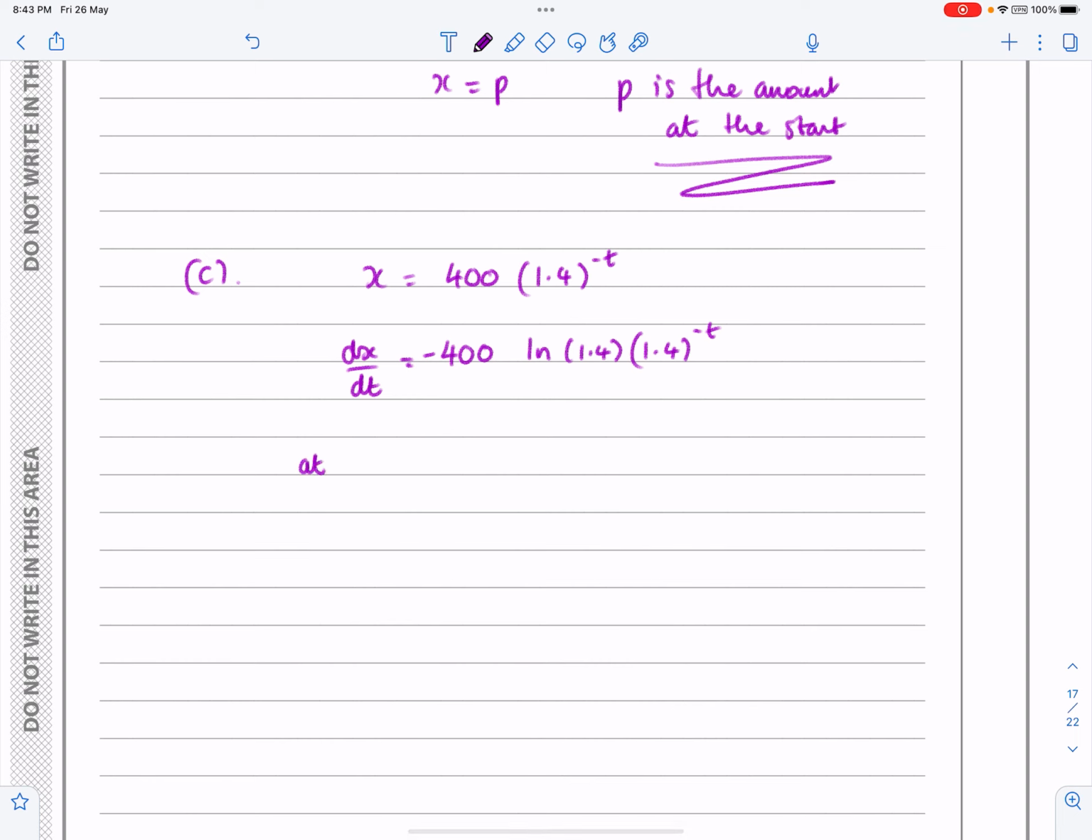They want it at t equals 5, so dx by dt is going to be sticking that in. So minus 400 log 1.4 times 1.4 to the minus 5, then just chuck everything into the calculator. That works out to be equal to minus 25, as I said in the question, to two significant figures. Okay, hopefully that makes sense for that question.